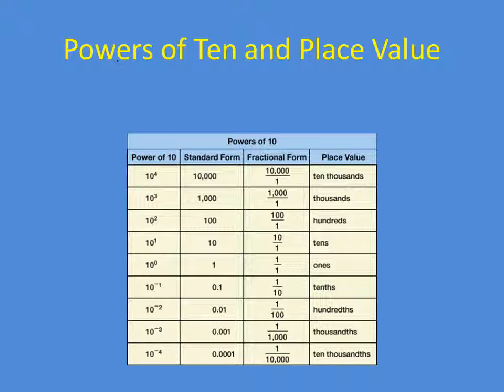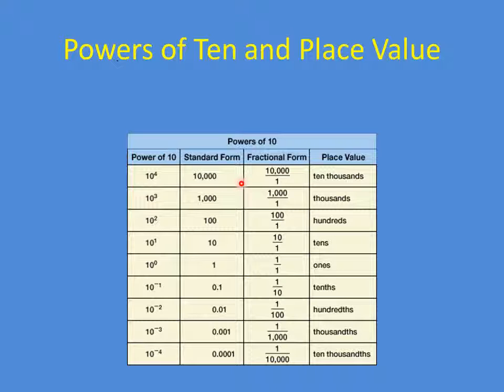Okay, here we go. I have a place value chart for you here, and it is also working with the powers of 10. It has your numbers in standard form and fractional form. So let's start over here with the power of 10 where it says 10 to the fourth power. That's basically 10 times 10 times 10 times 10. If we move over to the right to the standard form, that equals 10,000.